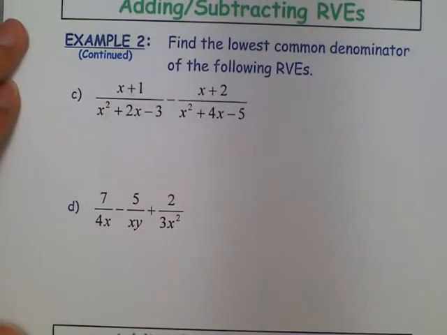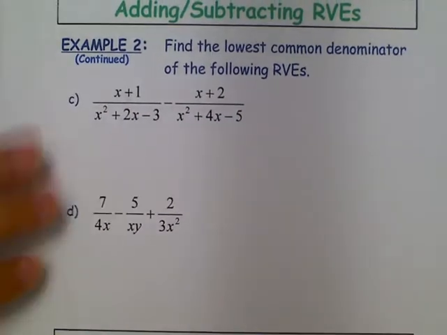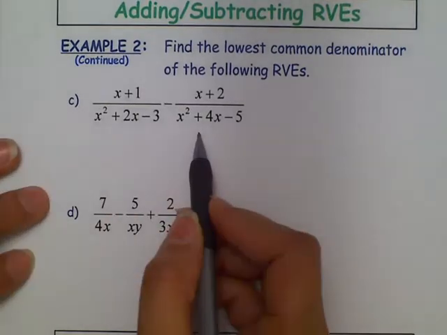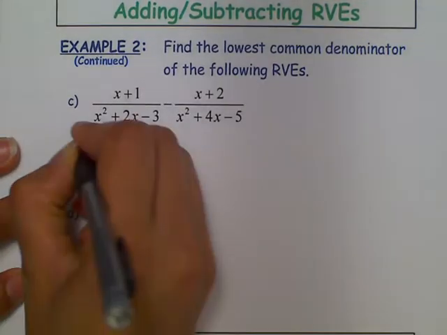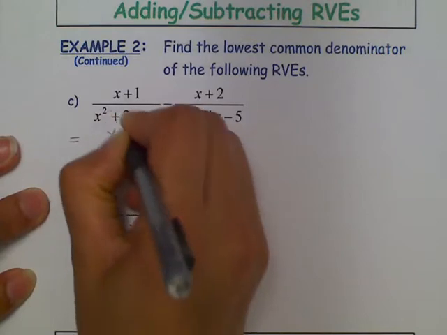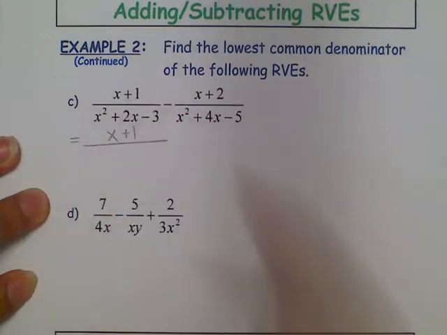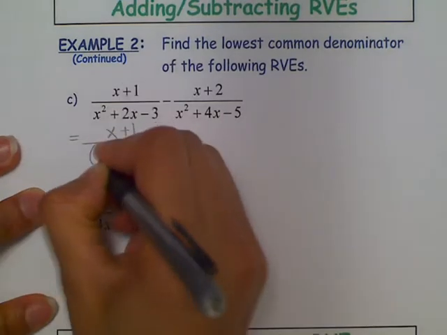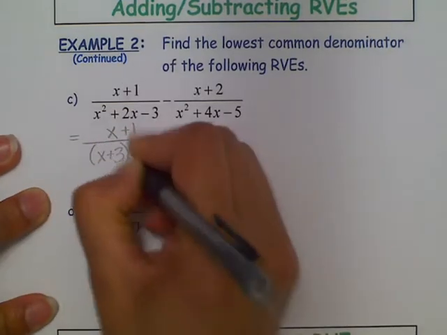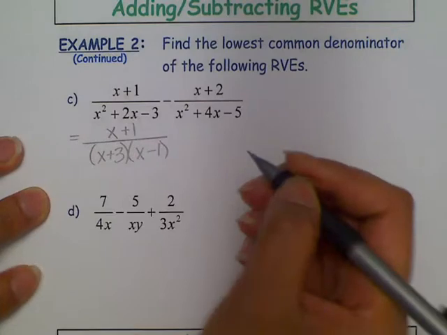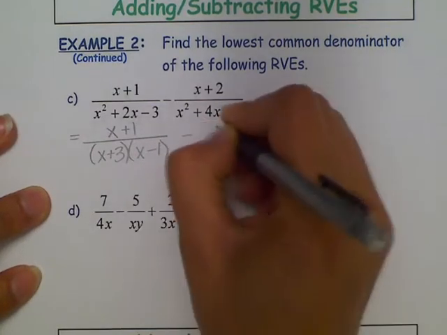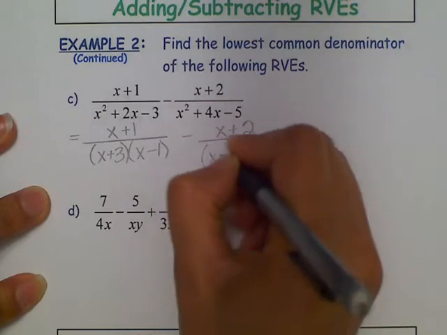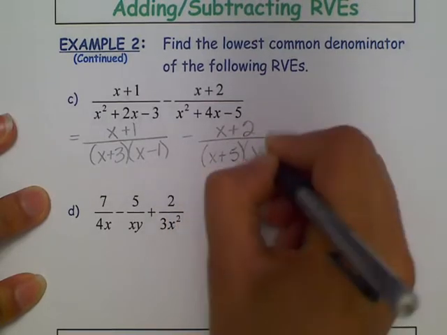Okay, some more examples where we're going to find the lowest common denominator. And you'll notice again, in this case, the denominators are not in factored form. So I need to write this in factored form first. And so the numerator is fine the way it is. In the denominator, if I write this in factored form, I have x plus 3 multiplied with x minus 1. And I'll do the same thing for the second RVE. X plus 5 multiplied with x minus 1.